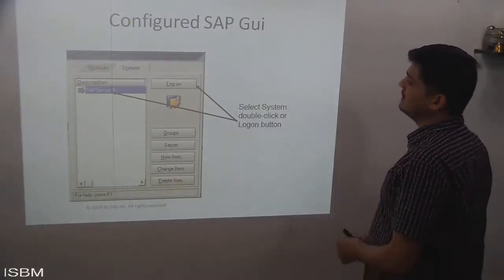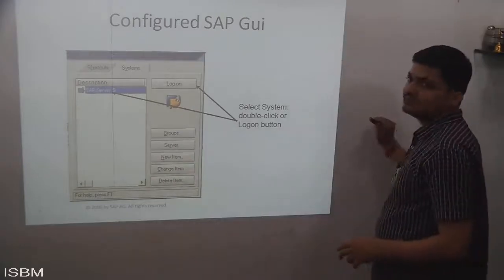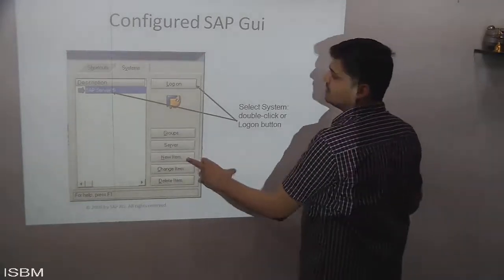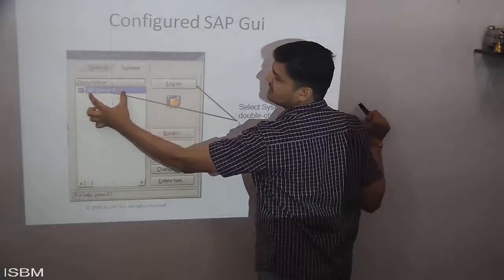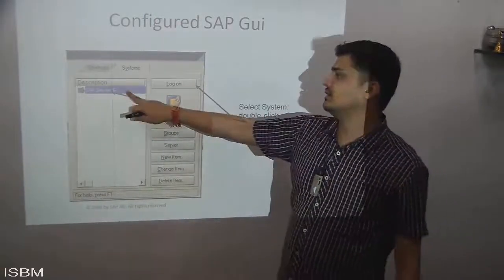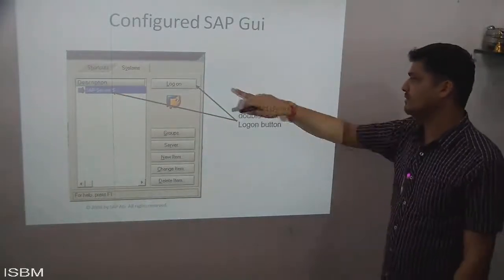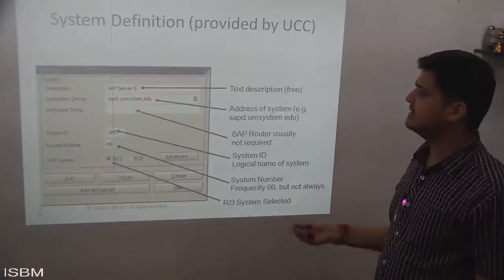Now, when you give all the details for the new item, it will come over here. See, SAP Server 5. When you click over here, you do the logon. So select the system and double click on the Log On button. So you will get this kind of screen.